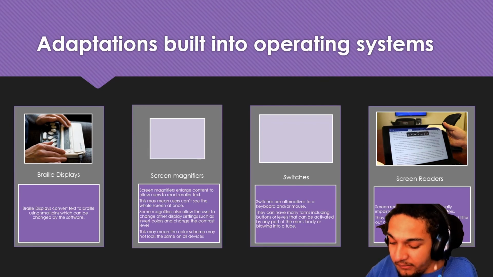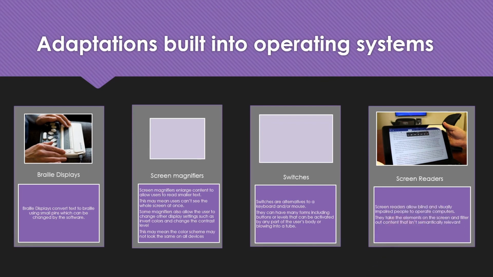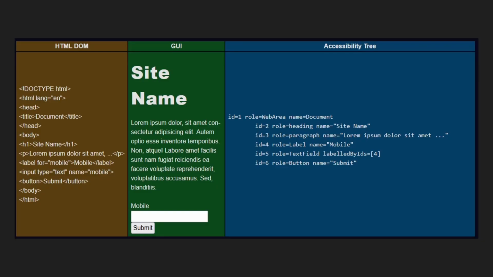And screen readers. These are software that allow blind and visually impaired people to operate computers, or to be able to hear what's on the screen. These take the elements on the screen and filter out content that isn't semantically relevant. Here's what I mean by that.